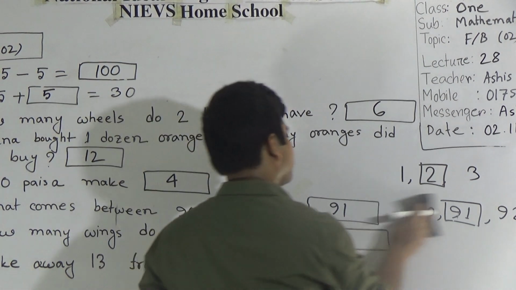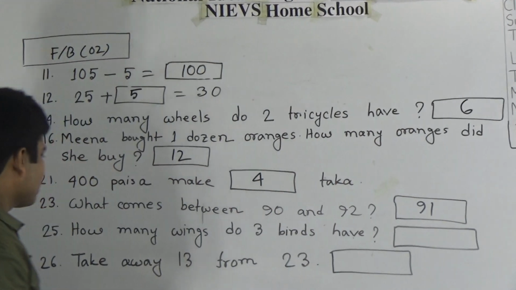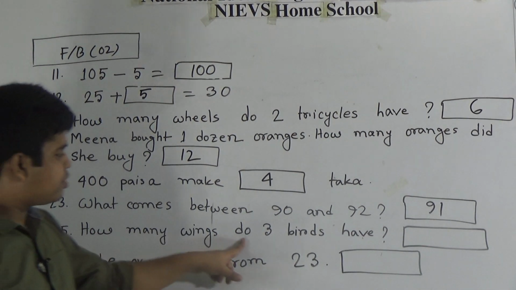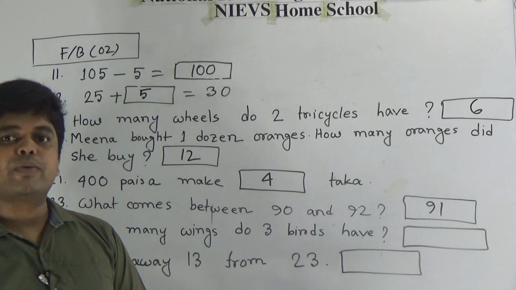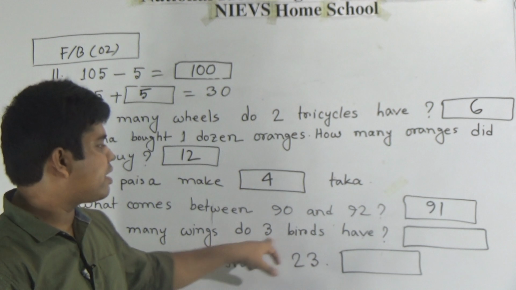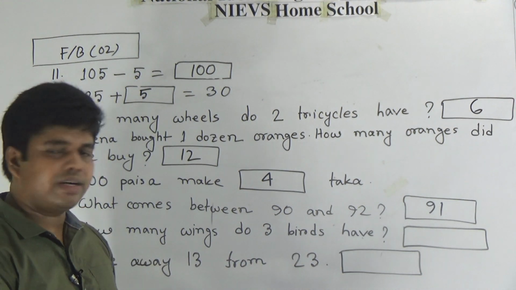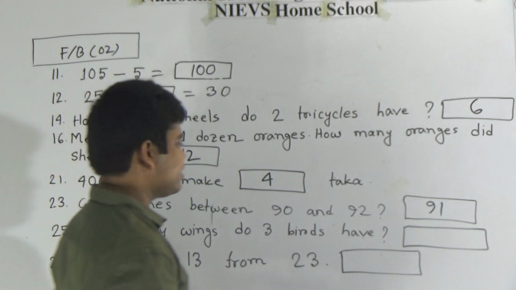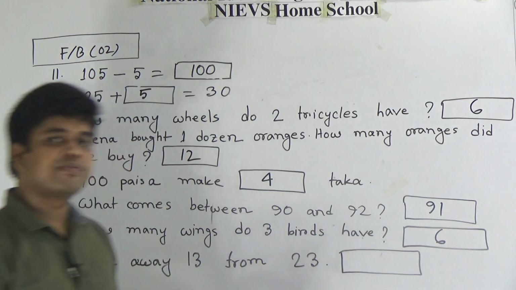Okay. So, my dear students, our next question. Notice, how many wings do 3 birds have? My dear students, how many wings does a bird have? A bird has 2 wings. Similarly, how many wings do 3 birds have? 3 birds have 6 wings. So, 3 twos are 6. So, we write here 6 as the answer, because we know 3 birds have 6 wings.